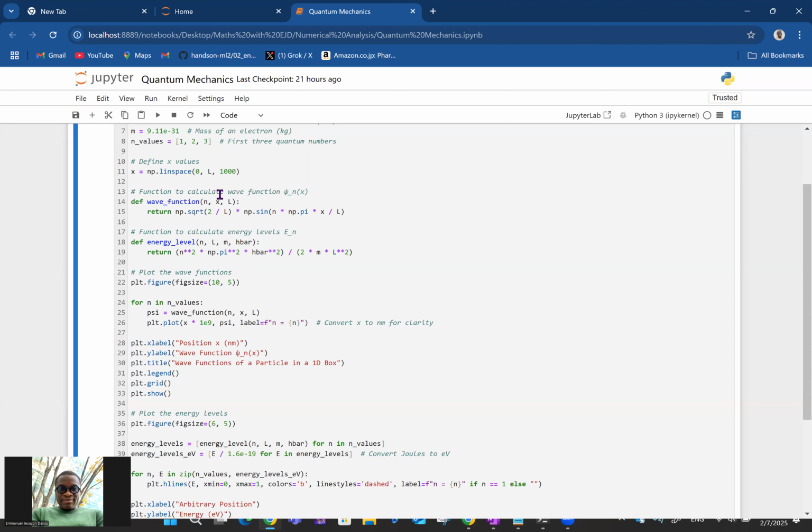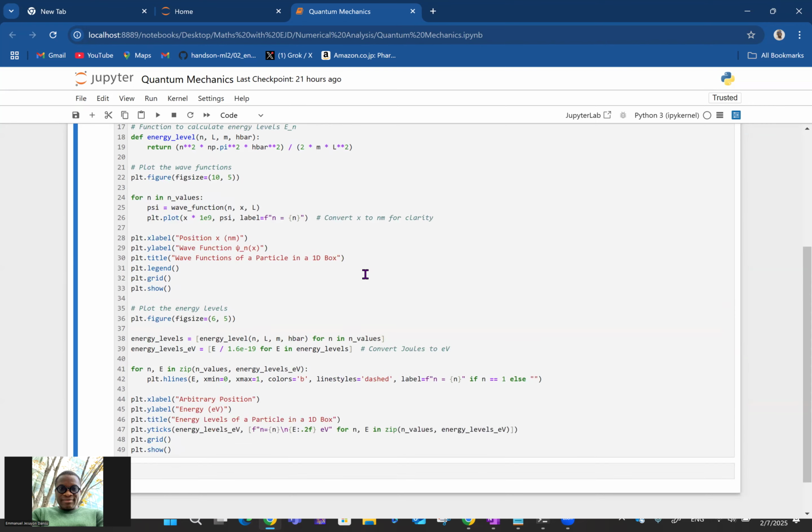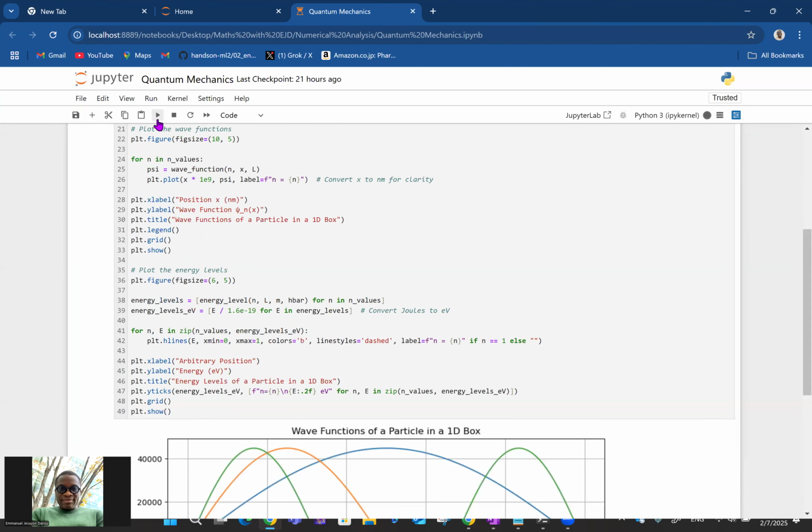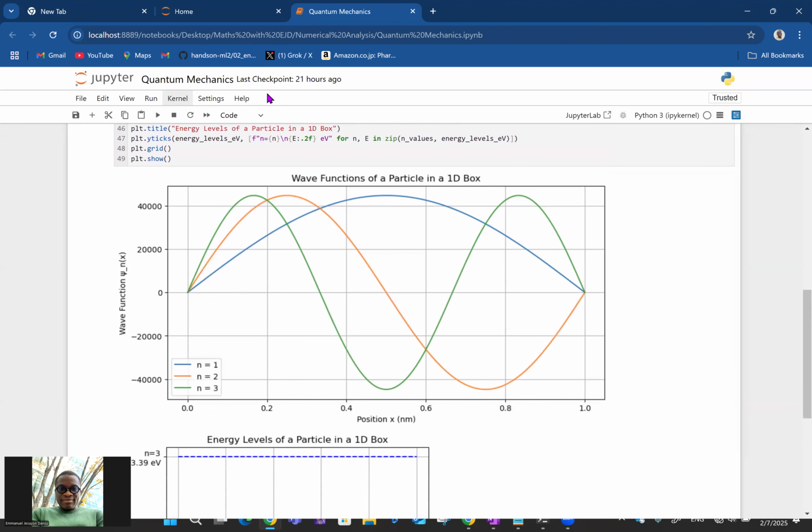Then we define the wave function. This is the formula here, the square root of 2 over L times sine n pi x over L, all of that. And then the energy levels are also defined according to the formula. Once you just visualize this, I just run this, and then you have the beautiful graph jumping out. So you have the wave functions of a particle in a one-dimensional box.